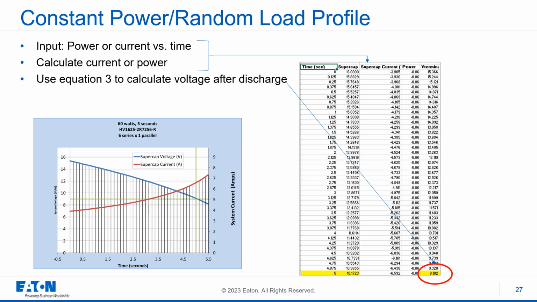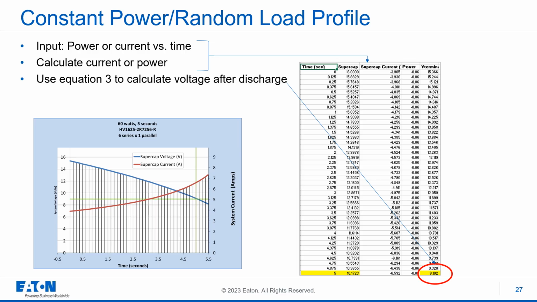So we have the time in the first column, the supercap voltage under no load in the next column. The supercap current is calculated in the third column. The fourth column is the power, and then the next column is the terminal voltage at the end of each discharge under load. And this is the critical voltage to compare at the end of the full discharge to the system requirement, in this case 9 volts.